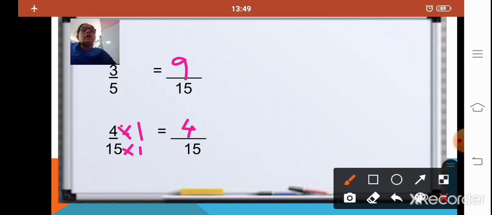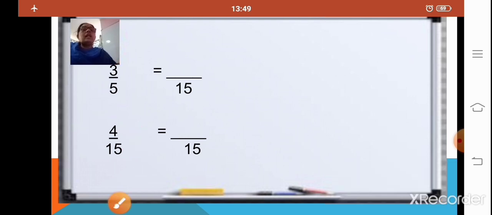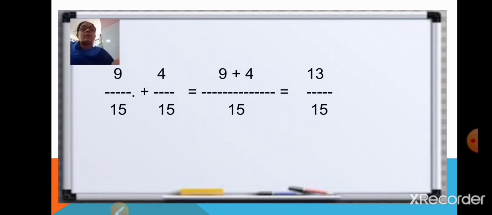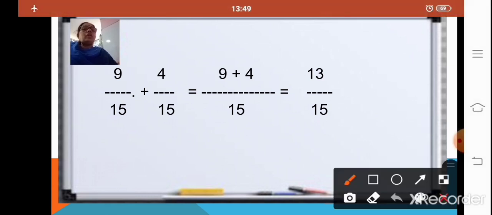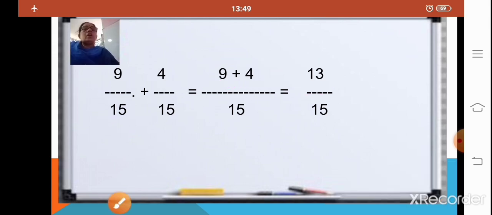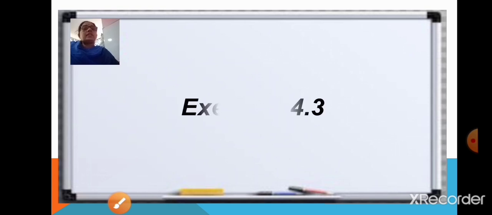Now here the denominators are same. What is the next step? You will add the fractions. So when you add 9 upon 15 plus 4 upon 15, 9 plus 4 is equal to 13 upon 15. You can put it together, 9 plus 4 upon 15, so 9 plus 4 is 13 upon 15. So if you have unlike fractions, make them like fractions and then carry out the addition. Based on this, let us start with our exercise sums.